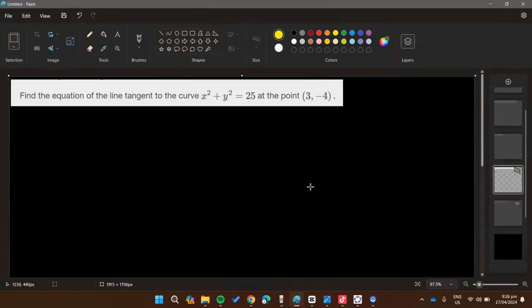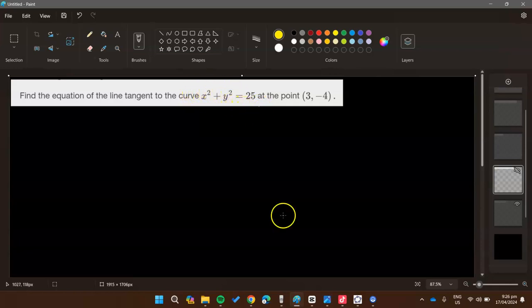So let's have more exercises about implicit differentiation. It says here, find the equation of the line tangent to the curve x squared plus y squared is equal to 25 at point (3, -4). So first thing that we should do is again get the implicit differentiation of x squared plus y squared is equal to 25.